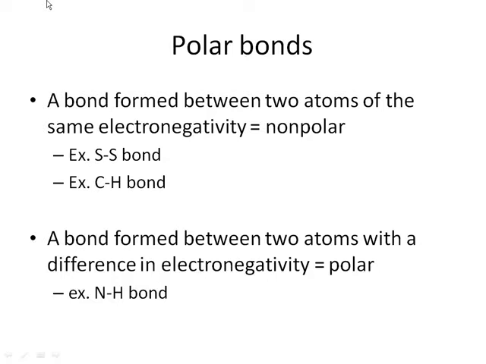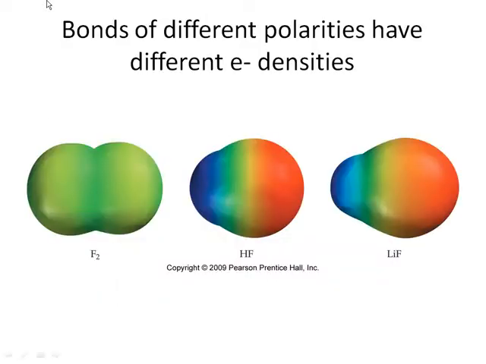If, on the other hand, you have a bond formed between two atoms with a difference in electronegativity, then that's a polar bond. One atom has a greater ability to attract shared electrons towards itself than the other, so the electrons are hanging out closer to that atom than to the other one, and so we start to build up partial positives and partial negatives. What does this look like?